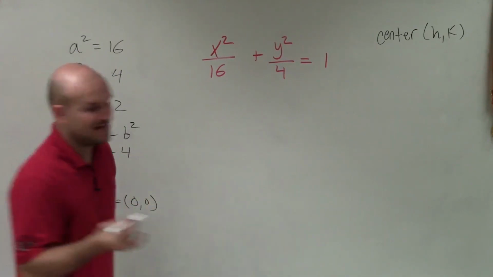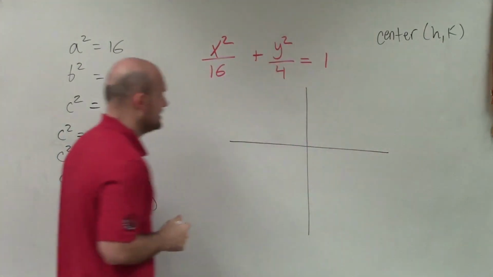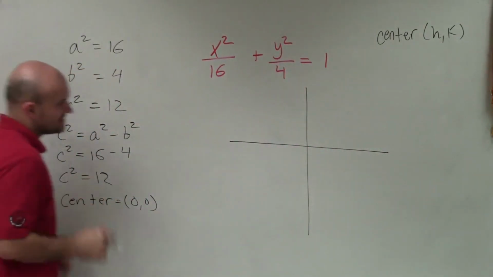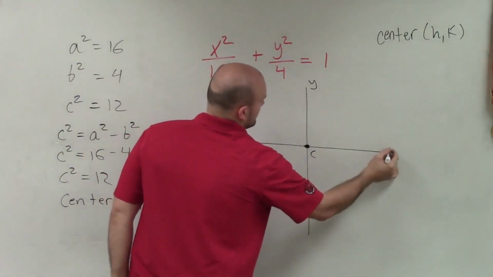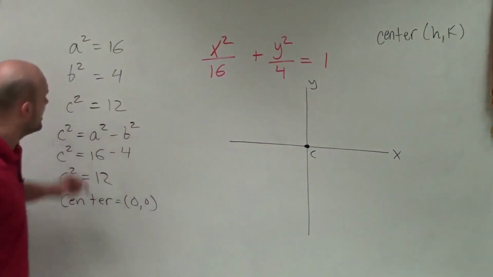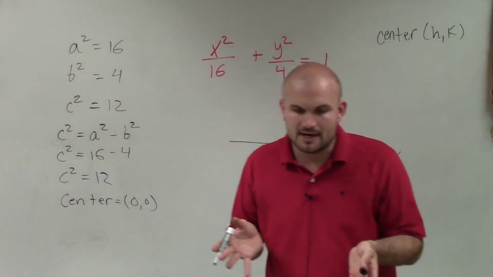So now let's go and plot the ellipse based on the information that we have. All right. So first of all, my center is at 0, 0. So I'm going to plot the point 0, 0 and write center. The next thing is we need to identify my vertices and my foci.